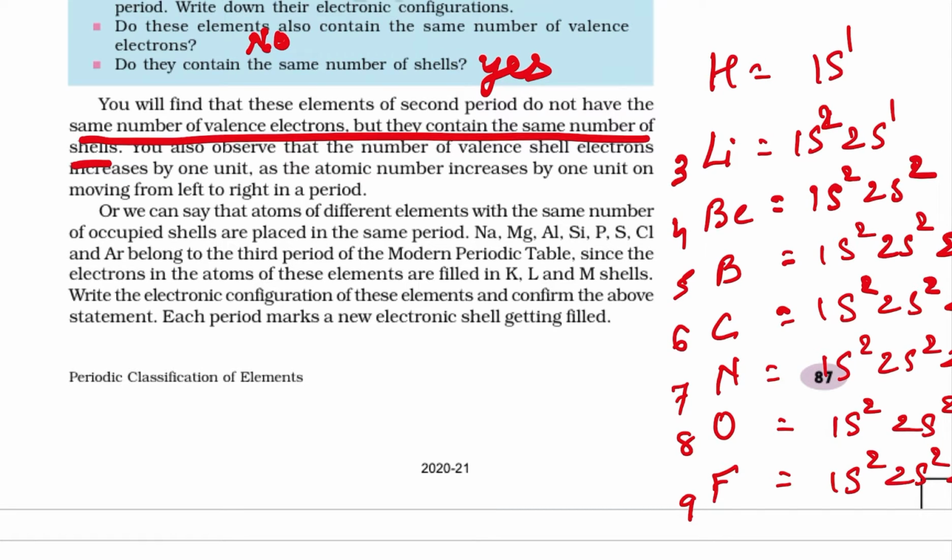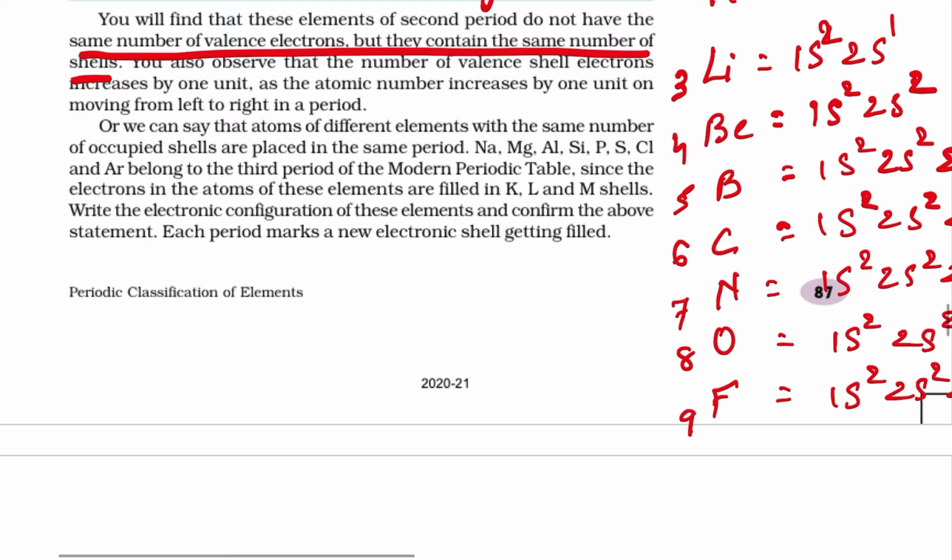So, you can observe that the number of valence shell electrons increases by 1 unit as the atomic number increases by 1 unit on moving from left to right in the period. Or we can say that atoms of different elements with the same number of occupied shells are placed in same period. Sodium, magnesium, aluminum, silicon, phosphorus, sulfur and chlorine and argon belong to the third period of the modern periodic table.